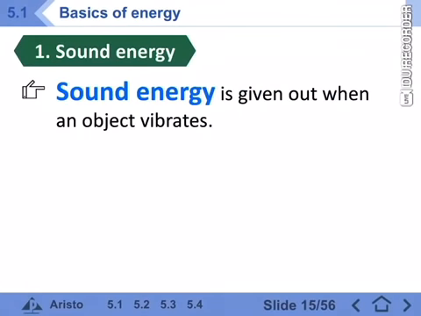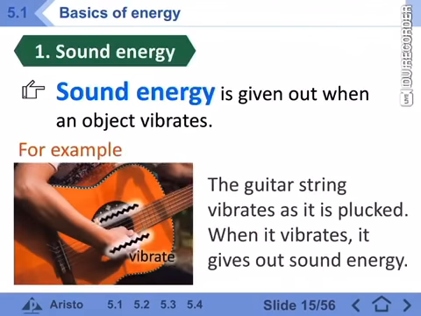Now in here, we will look at the first kind of energy, sound energy. It's given out by objects vibrating. So you see that vibrating means that something's moving. In here, the guitar is moving because of the strings, it's vibrating. That's why you can hear some sound generated by the strings. And in turn, it can be turned into music.